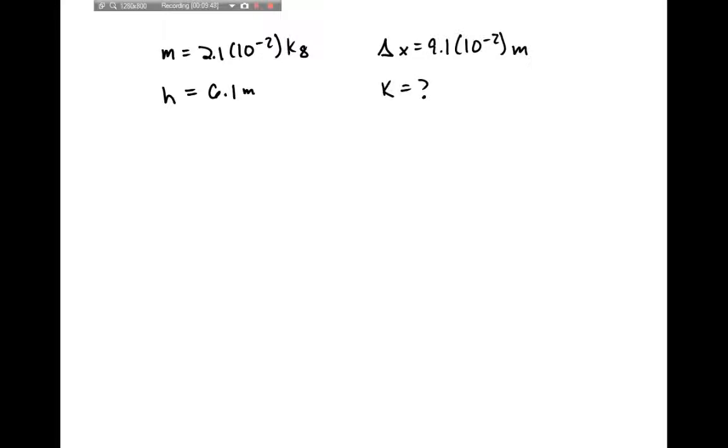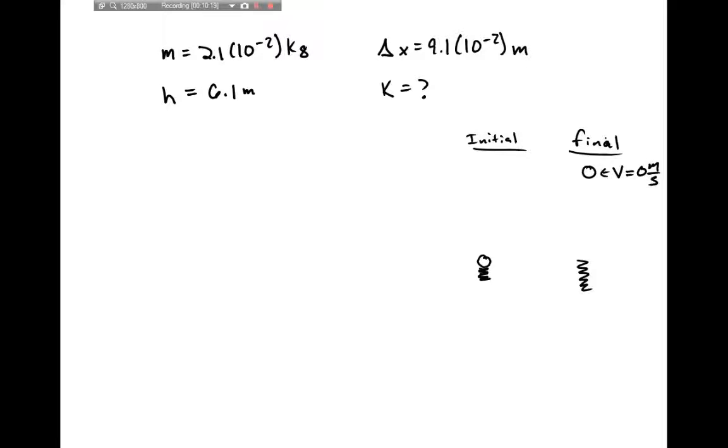So let me draw a little picture of what we have going on here. Initially, we have something like this: a spring that is compressed, and on top of it is a mass. In the final situation, the spring is no longer compressed, and the mass has gone all the way up to a maximum height. Remember that when an object is launched vertically up into the air, at the maximum height, the object's speed will be 0 meters per second.